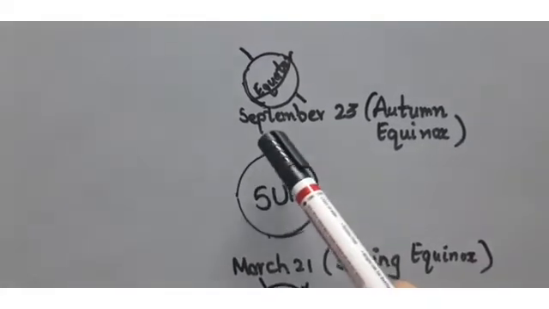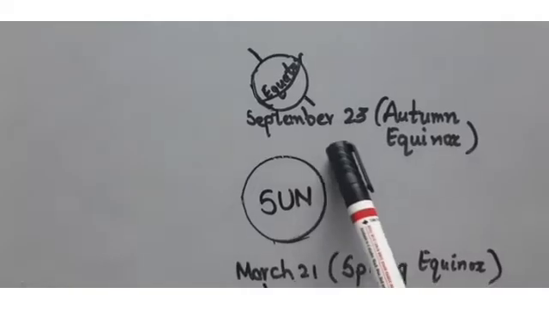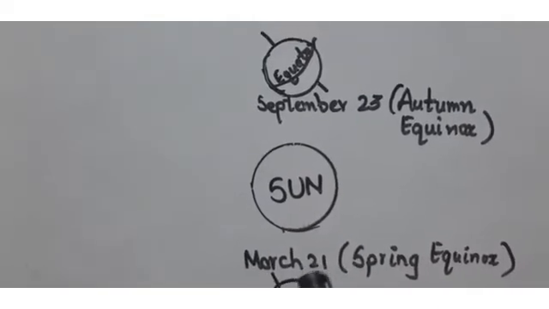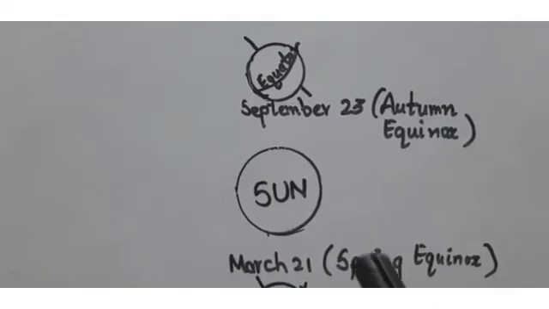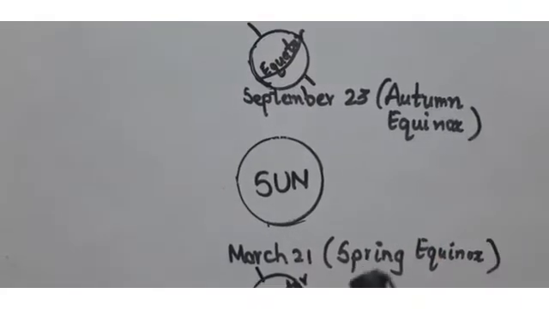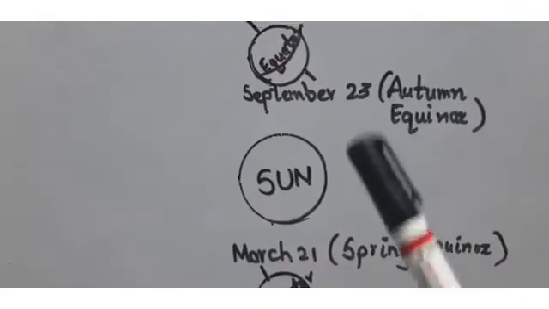Class, just observe these two days, September 23 and March 21. Observe them yourself. You will find that the days and the nights are both equal on these days.